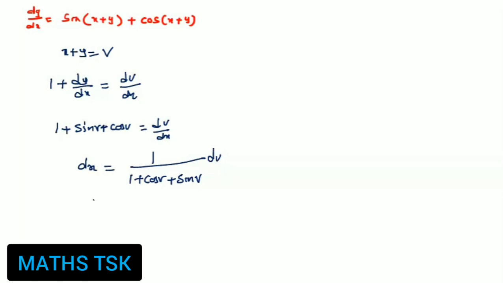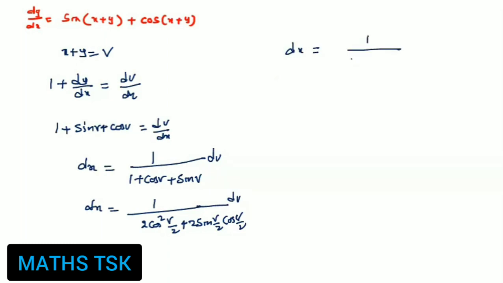This I can write as dx is equal to 1 by, 1 plus cos v is 2 cos square v by 2, sin v is 2 sin v by 2 cos v by 2, into dv. Now look here, taking 2 cos square v by 2 common, it becomes 1 by 2 cos square v by 2 into 1 plus tan v by 2. There's an important step where many of the students get stuck here.